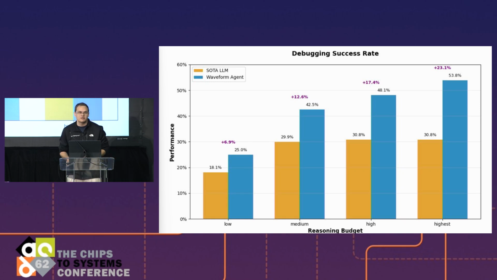OK, and now some really exciting and interesting results. We've been benchmarking waveform agents with an internal benchmark that we have at ChipAgents. And we see that against some state-of-the-art LLM, waveform agents is performing much better. On the x-axis here, you can see that we have a reasoning budget. And then the y-axis is the performance on this task. The task at hand is specifically waveform debugging. So given some bug and some design and the waveform, how well and how often can you actually solve that bug?